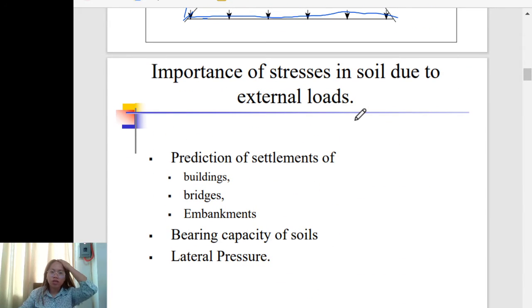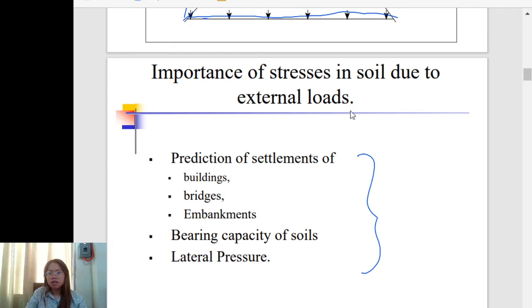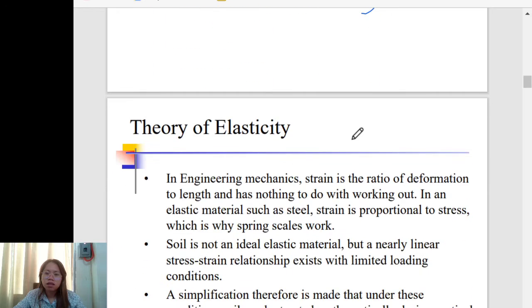Importance of stresses in soil due to external loads: prediction of settlements of buildings, bridges, embankments, and bearing capacity of soils, and also for lateral pressure. So that is why it is very important to determine the stresses in soil due to external loads. These are the uses of stresses in soil, why we need to know them.